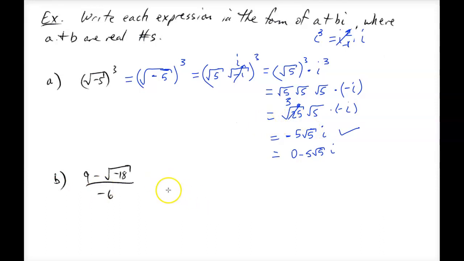Now, example B, this is an example of what those types of expressions would look like when we are trying to solve quadratic equations using the quadratic formula. So we'll come here, we'll say 9 minus, and then this would be the square root of 18 times the square root of -1, all that divided by -6. Of course, the square root of -1 is just i.